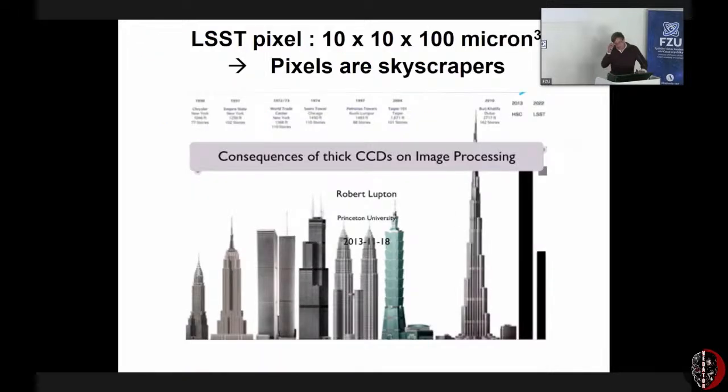So the difficulty, it's not really a problem, but a specialty of LSST CCDs, is that the thickness is 100 micron and the pixel size is 10 by 10 micron. So you can compare them to skyscrapers, right? And that means that electrostatic fields play a big role there.